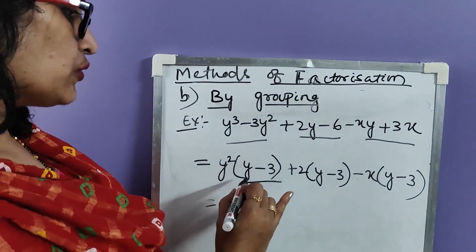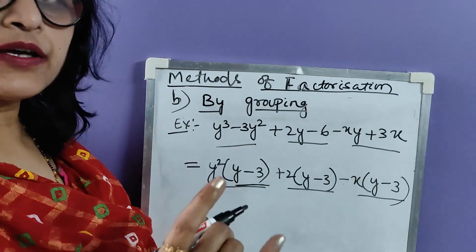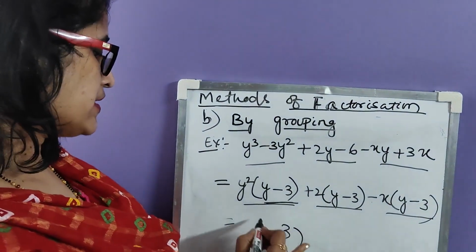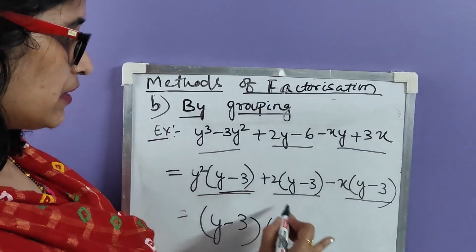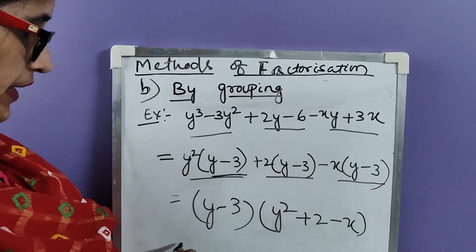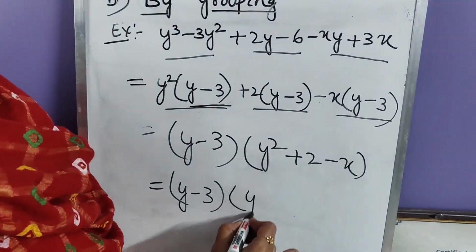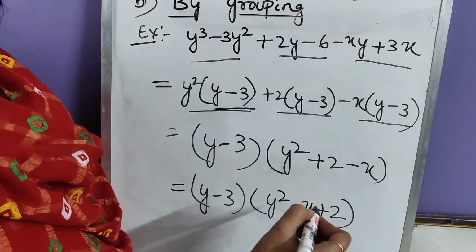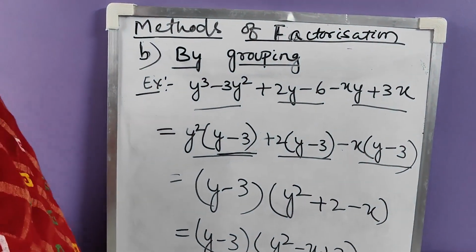Hope you understand. So now see, in all these 3 terms, y minus 3 is common. So now I will take common y minus 3, right? So if I take common y minus 3, then what I will get? y square, then plus 2, then minus x. And you can rearrange this for good looking or order wise: y square minus x plus 2. So my answer is this one, and this one is the factor of this. Hope all of you have understood.